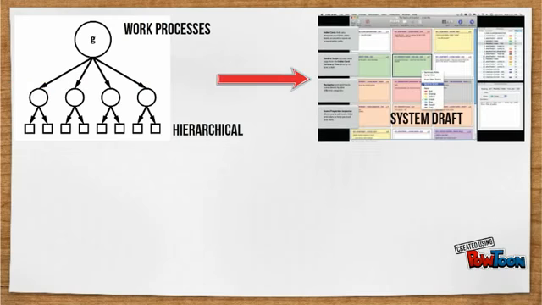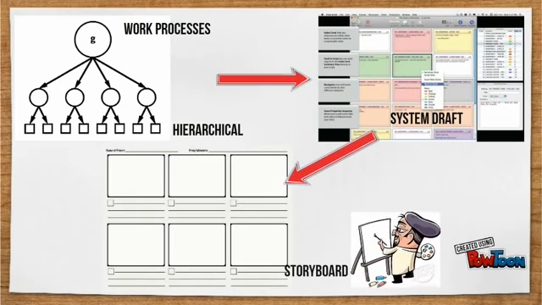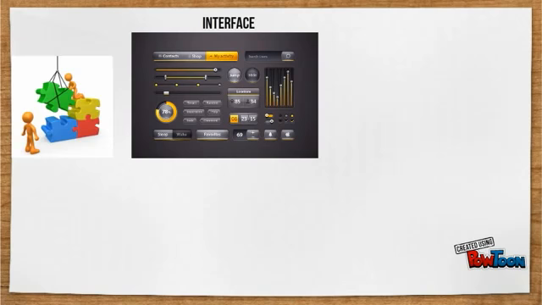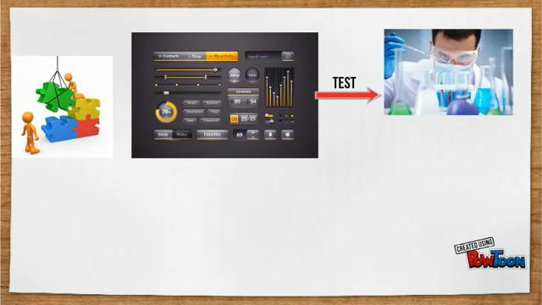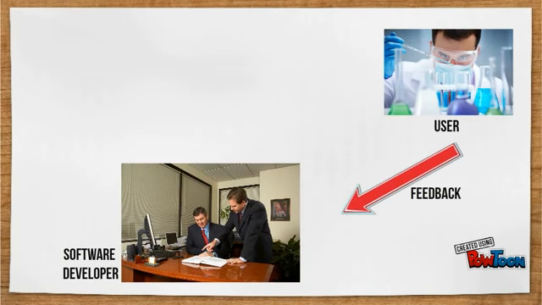A draft of the system is produced, and then a storyboard of the system processes is drawn. This finally leads to a user interface being created, which is tested by the user and then receives feedback.